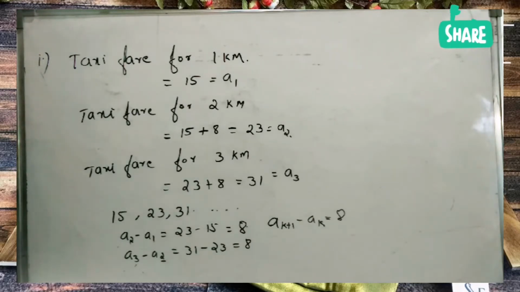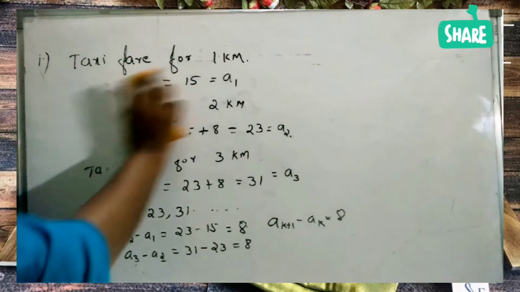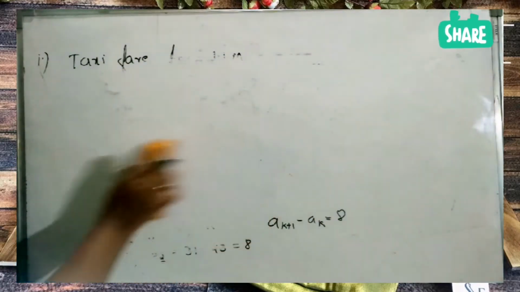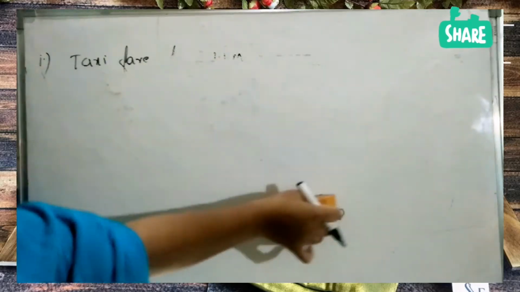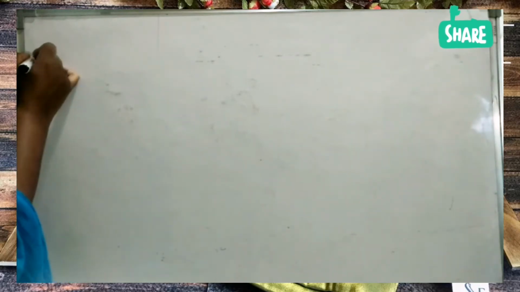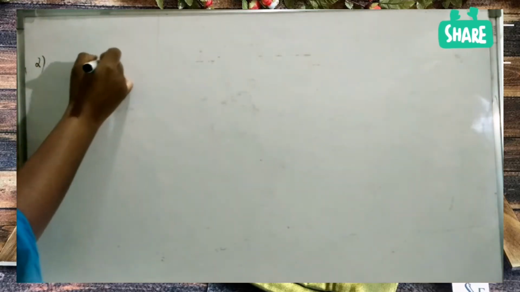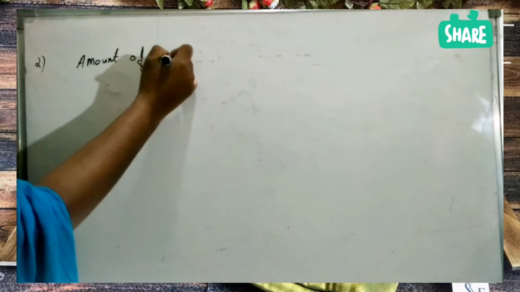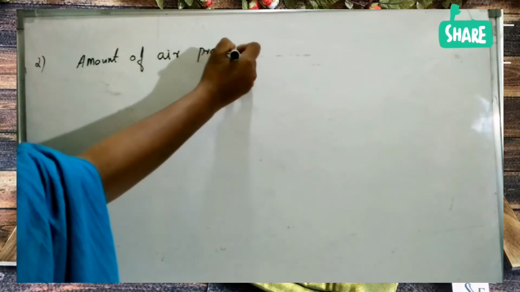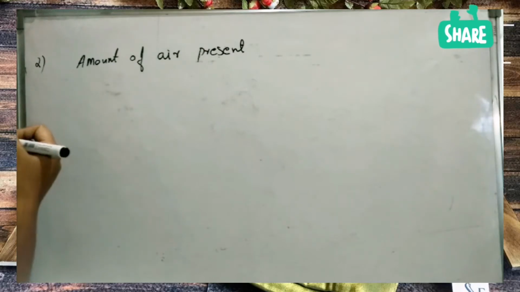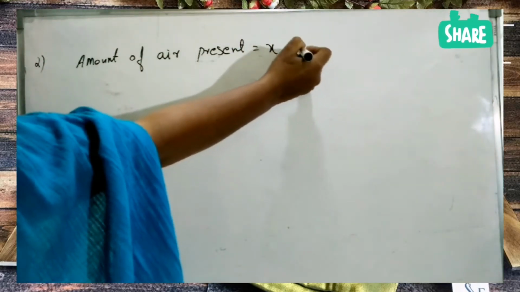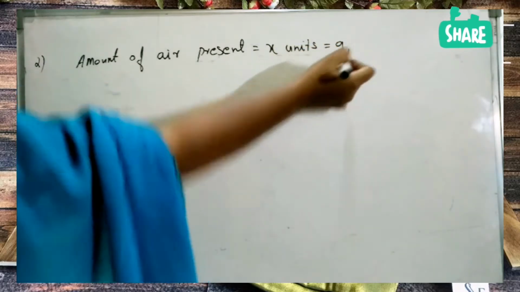Now, second sub question. The amount of air present in a cylinder when a vacuum pump removes 1/4 of the air remaining in the cylinder at a time. So, we have one cylinder. We are going to take the amount of air present in the cylinder as x units, and it is A1.